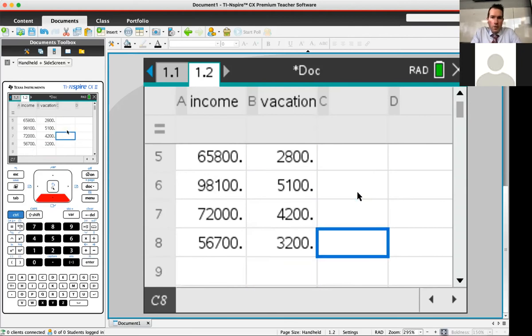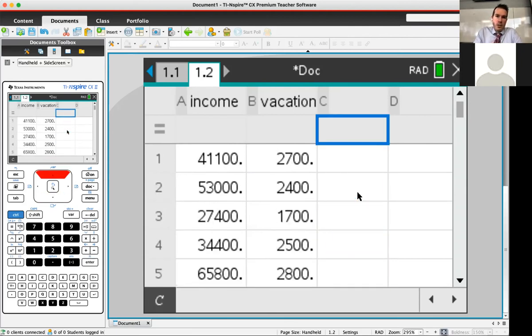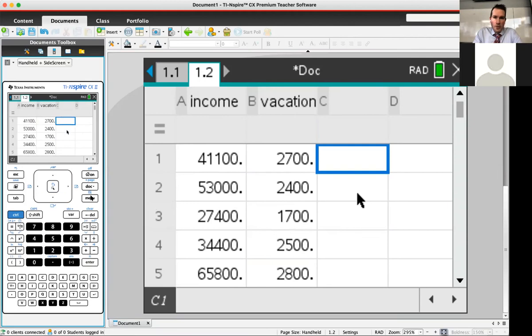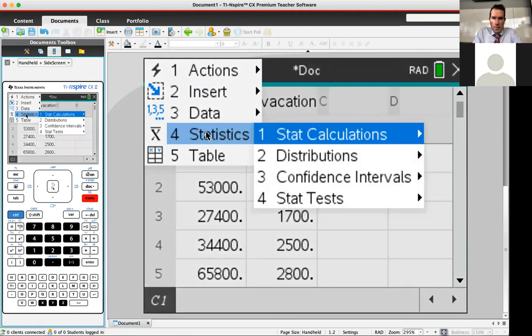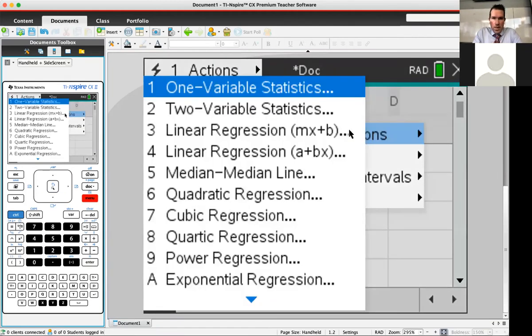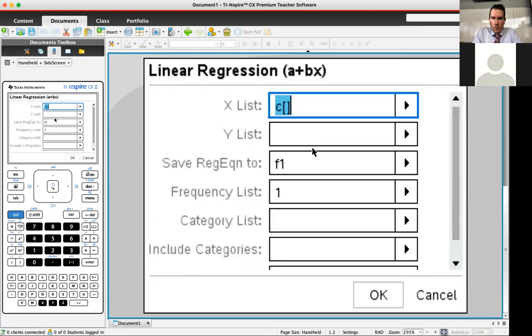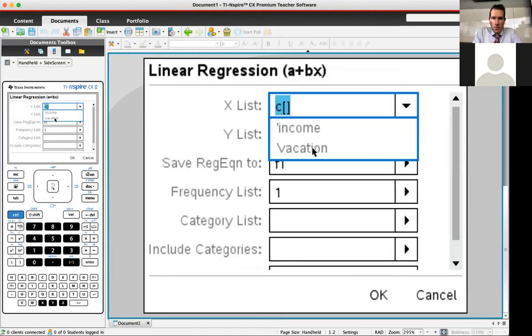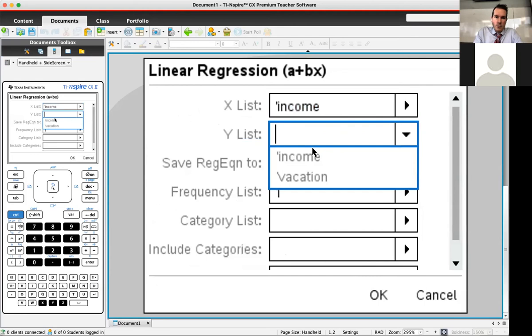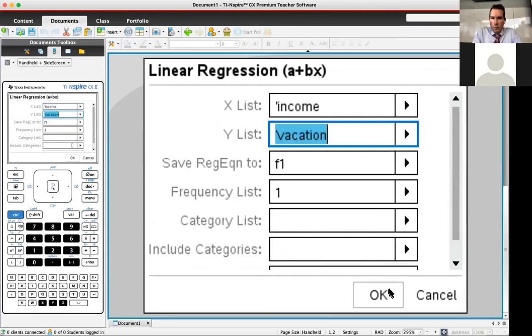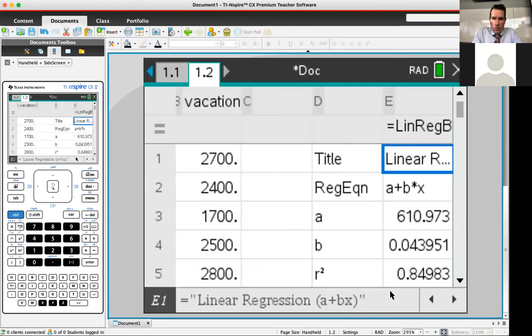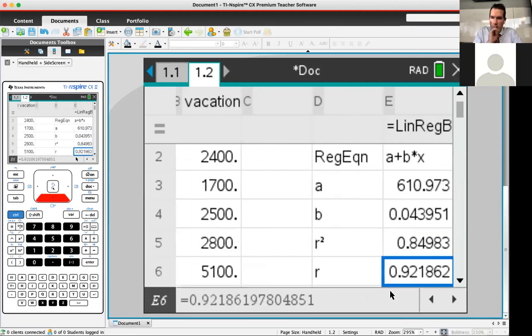Okay, so we have our calculator. We have our values typed in. They look good. I'm going to go menu, statistics, stat calculation, and I'm going to do a linear regression. I'm going to say income is my X, vacation is my Y, frequency list 1. So okay, we get our line of best fit.